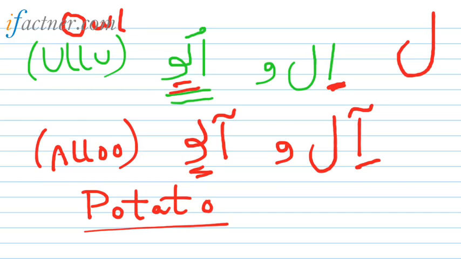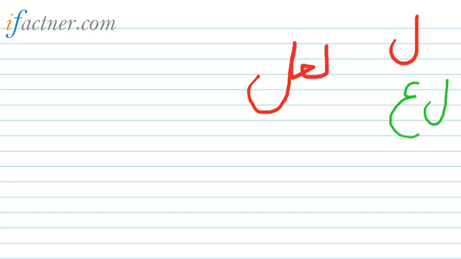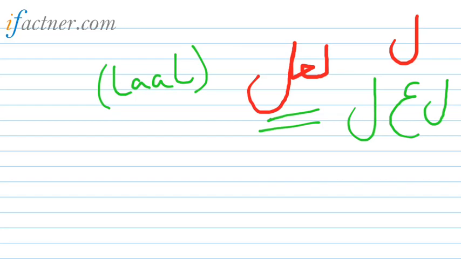And let's see how we use the lam at the end of the word. There's a word called lal, and now it's a different lal. Lam and lam, lal. So it is being written with three letters, lam and lam. Lal. It is pronounced as lal, and lal is a gemstone which is usually called ruby in English.